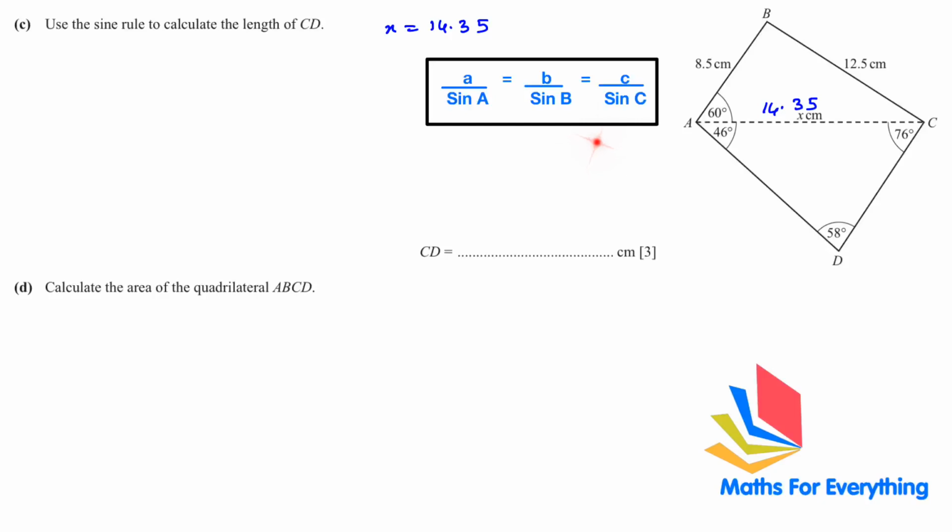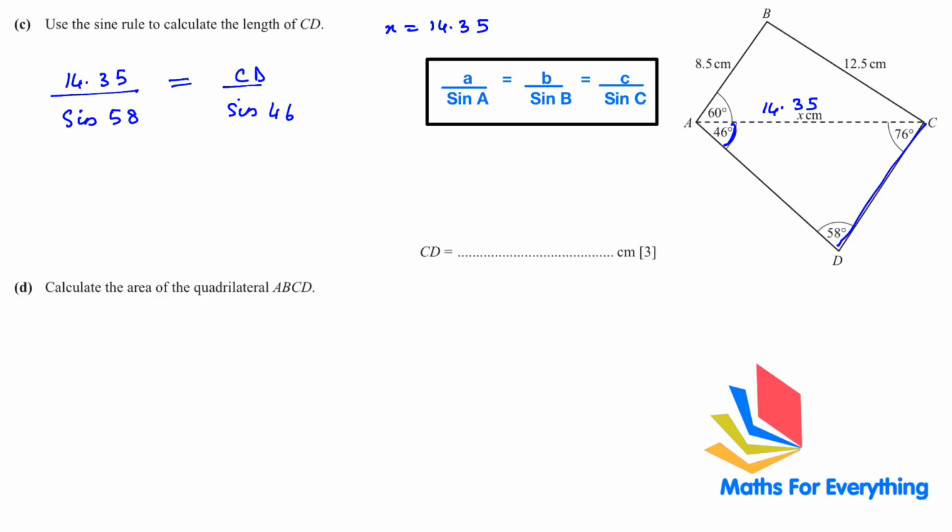This is the sine rule that we are supposed to use. So it's side over angle, and side over angle. We know that the angle D is 58 and the opposite side is 14.35. So we will write here 14.35 over sine 58 is equal to, which side do we want to find? CD. What is the angle opposite it? 46. So we write sine 46.